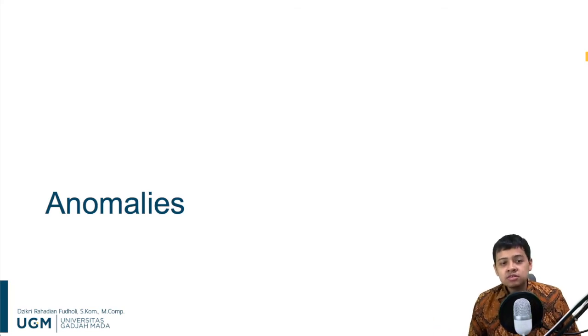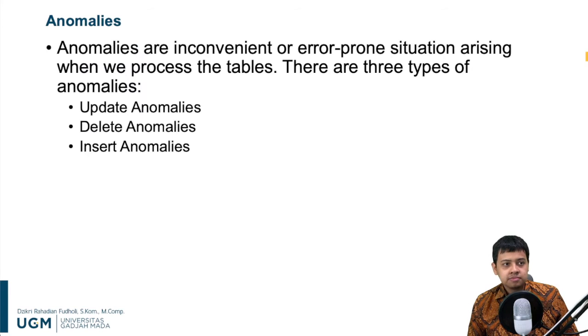Before we go further, we must know what the anomalies are. Anomalies are inconvenient or error-prone situations arising when we process tables. This is not like a pure bug, but maybe a half bug, because sometimes it just runs fine, but the logic behind the database will be wrong. There are three types of anomalies that we are going to discuss in this video. The first one is update anomalies, the second one is delete anomalies, and the third one is insert anomalies.